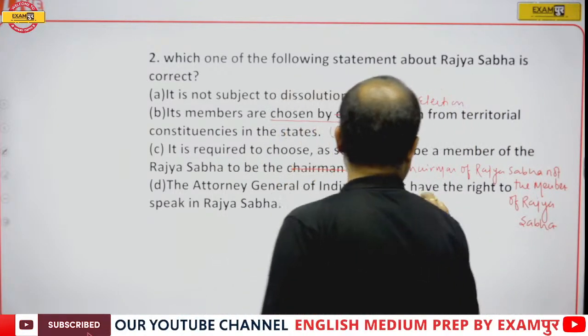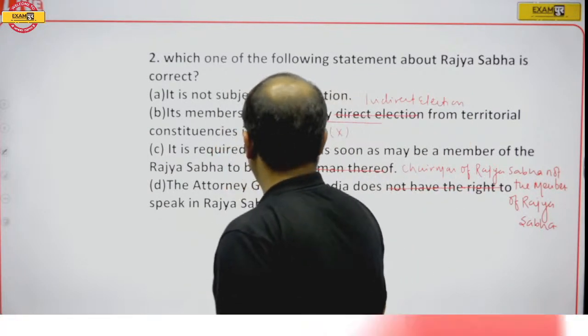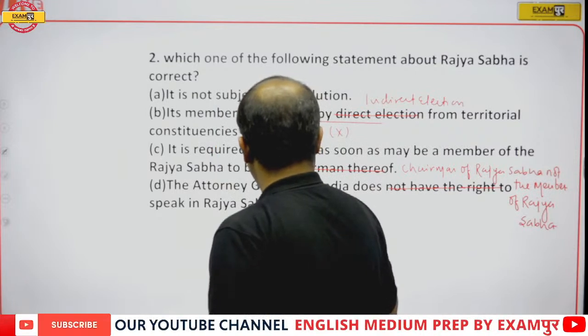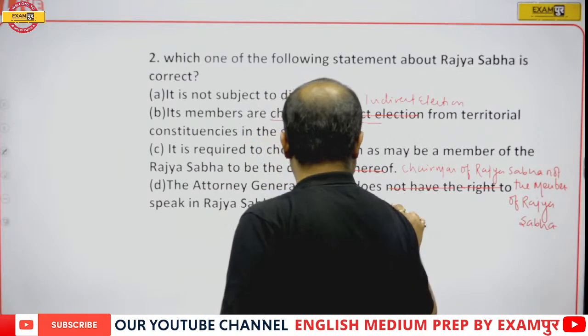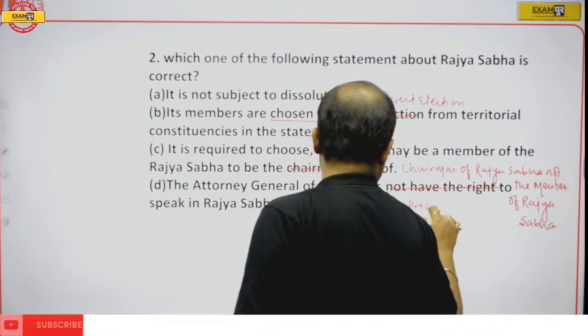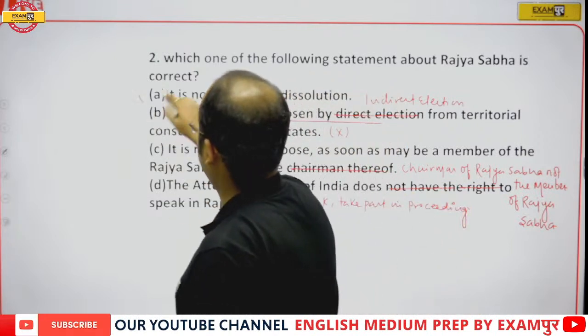Attorney General of India does not have the right to speak in the Rajya Sabha. It is wrong. The Attorney General can speak, can take part in proceedings of any house of the parliament. So the correct answer will be option A.